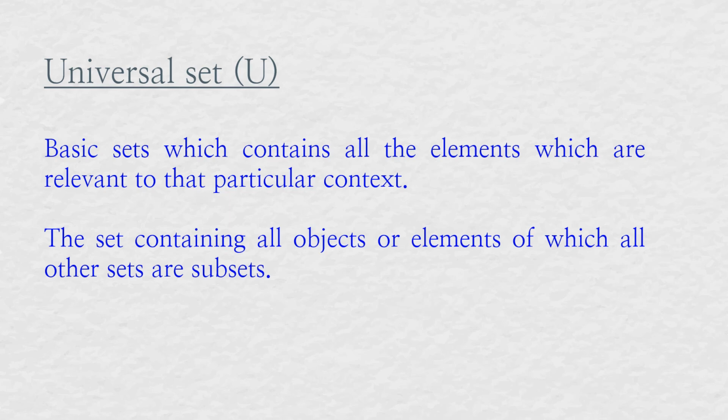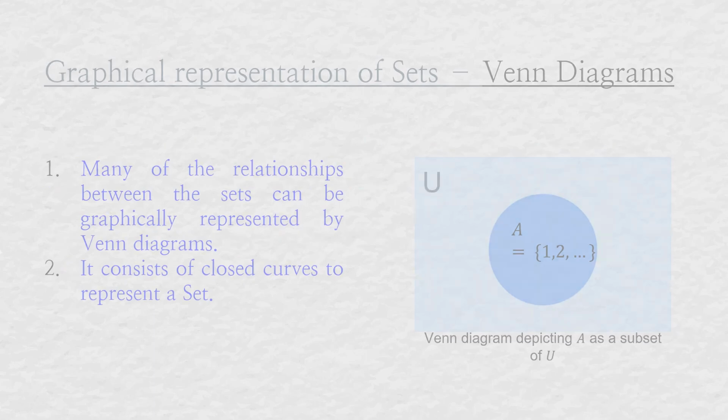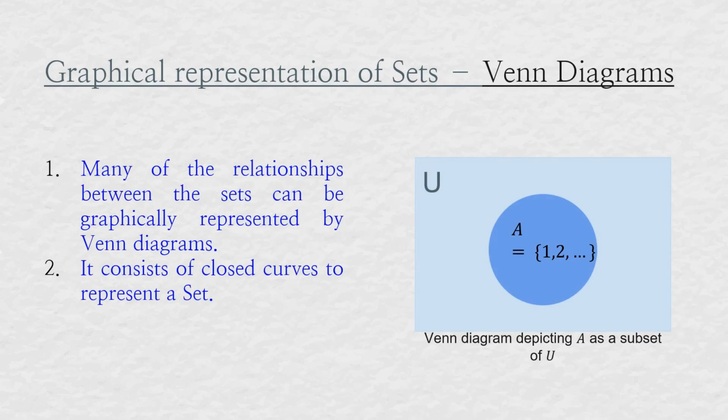Now we have seen previously there are two ways to represent a set: set builder form or roster form. Sets can also be graphically represented, and this graphical representation of sets is called a Venn diagram. A Venn diagram consists of closed curves in which the elements of the sets are placed. A universal set is usually represented as a rectangle.